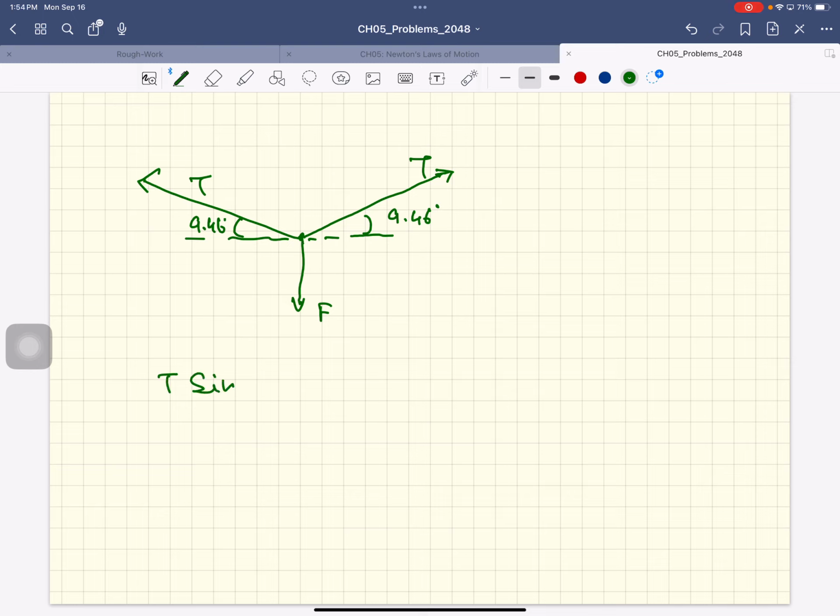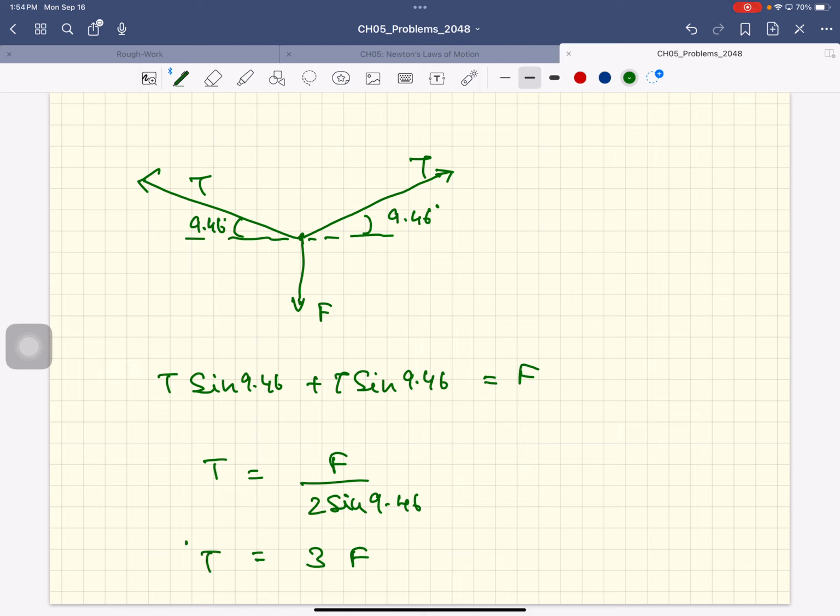So T sine 9.46 plus T sine 9.46 equal to F. That plus that is equal to F. So T equal to, so it's 3.04 actually. Yeah.